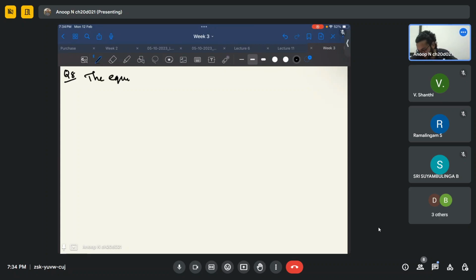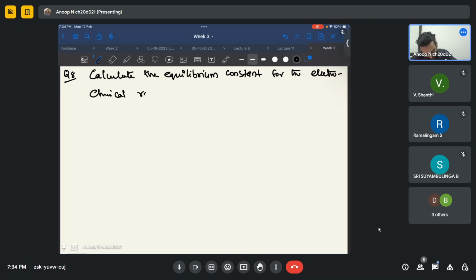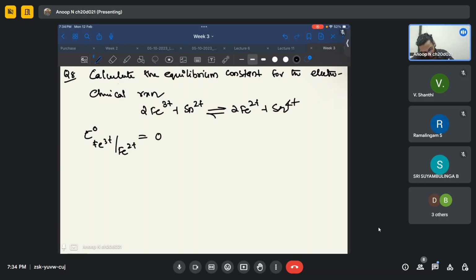Calculate the equilibrium constant for the reaction 2Fe3+ plus Sn2+ giving 2Fe2+ plus Sn4+, given E0 of Fe3+/Fe2+ is equal to 0.75 volt, E0 of Sn4+/Sn2+ is equal to 0.15 volt.